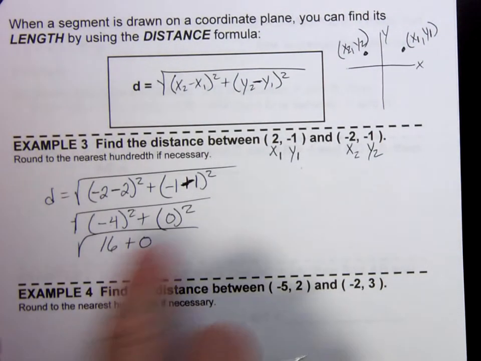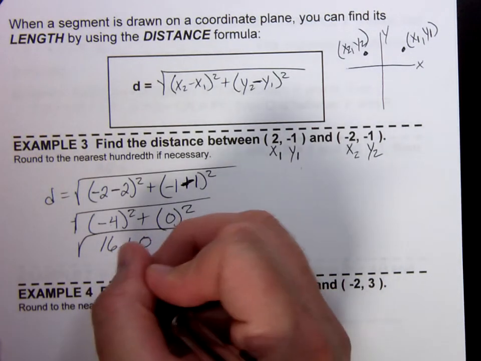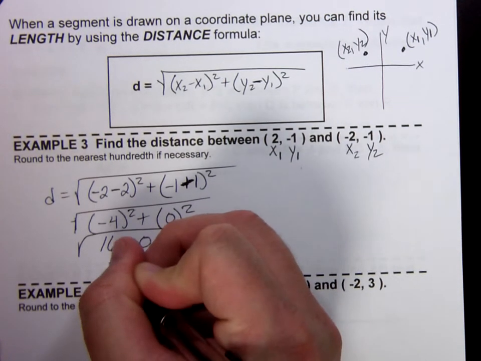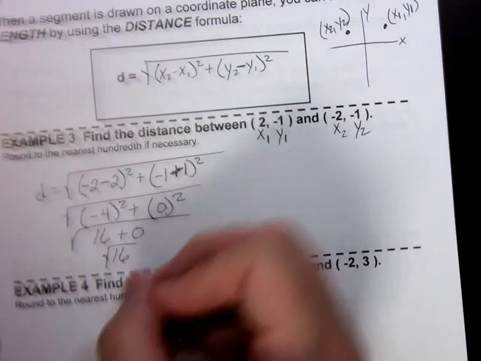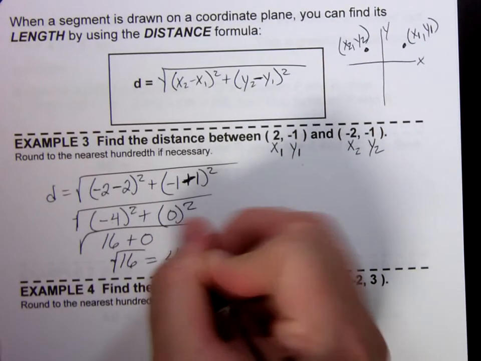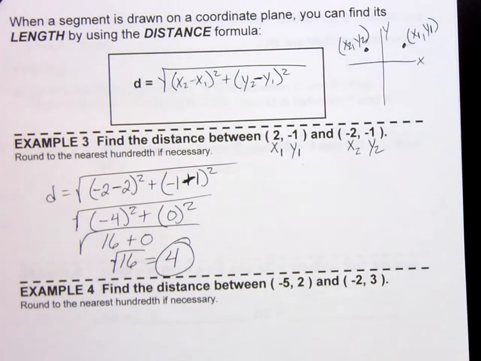Okay, then we're going to go ahead and add these together. 16 plus 0 is just 16. And the very last step is to take the square root. And the square root of 16 is 4. So the distance between these 2 points is 4 units.